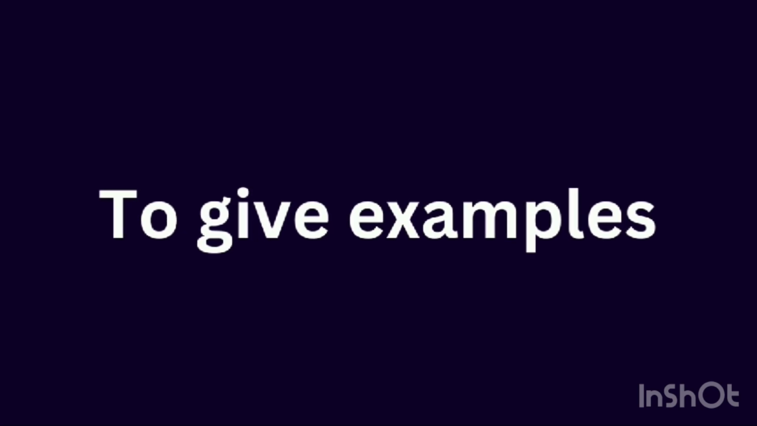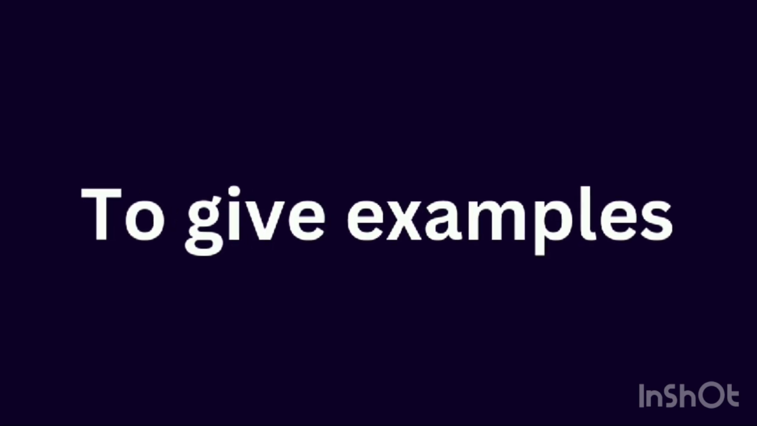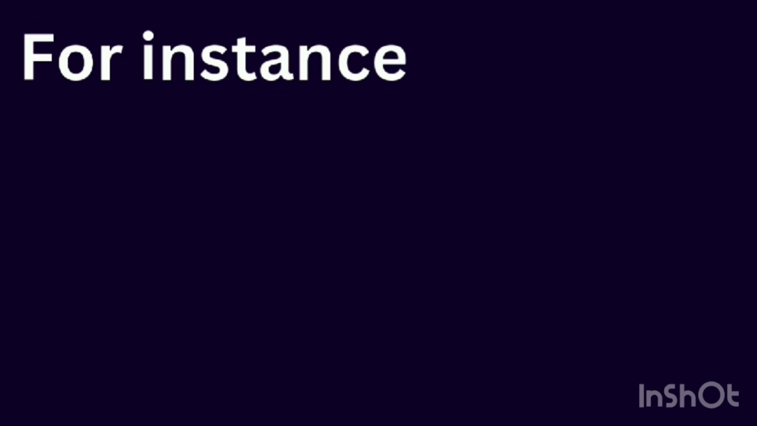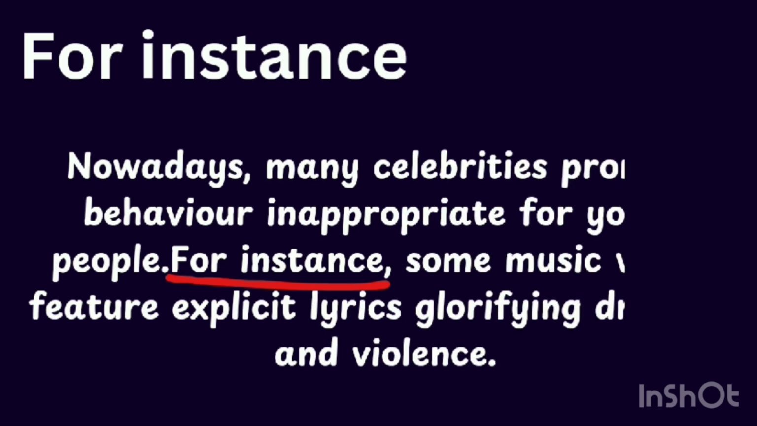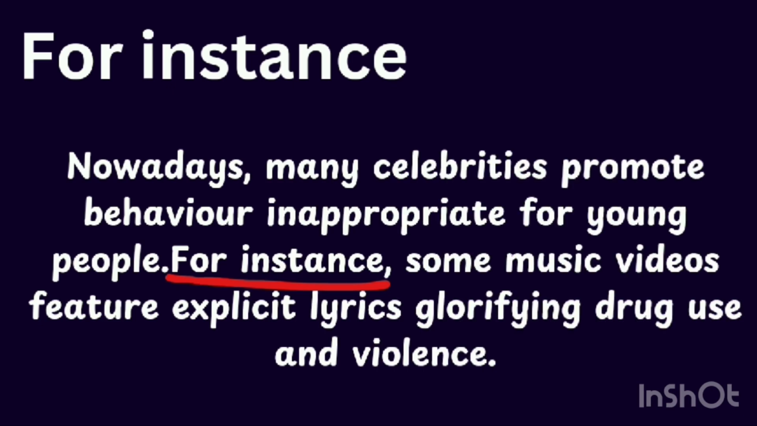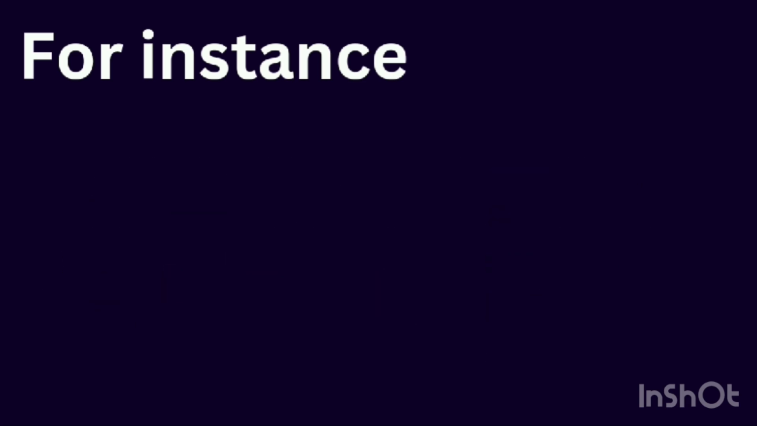The next one is to give examples. Now, the first one is for instance, like we always use for example. We can use for instance, like nowadays many celebrities promote behavior inappropriate for young people. For instance, some music videos feature explicit lyrics glorifying drug use and violence. So for instance has been used to give the example here.